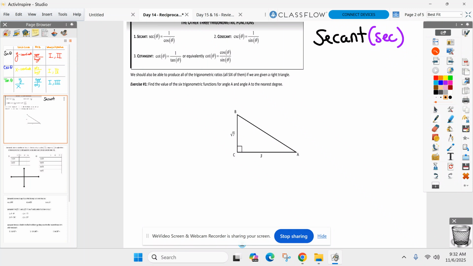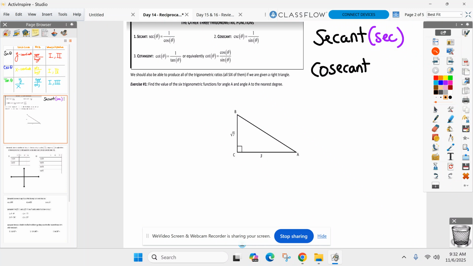Okay? Abbreviation. What is nice about this, it's related to one of the OGs. It's related to one of the original 3. Which one? Cosine. It is related to cosine. Okay? Again, it is related to cosine, and I'll come back to that in a second. The next one, and I know your head's going to be spinning, and I get it, but it won't be by the time you leave, I promise, is cosecant.